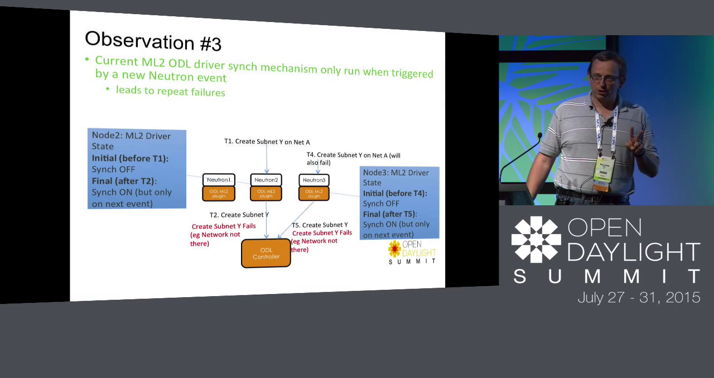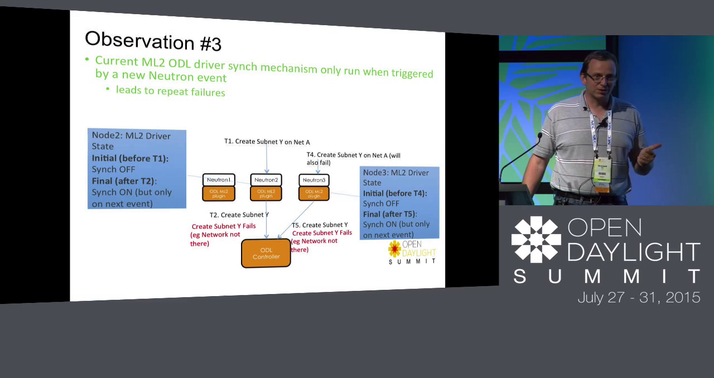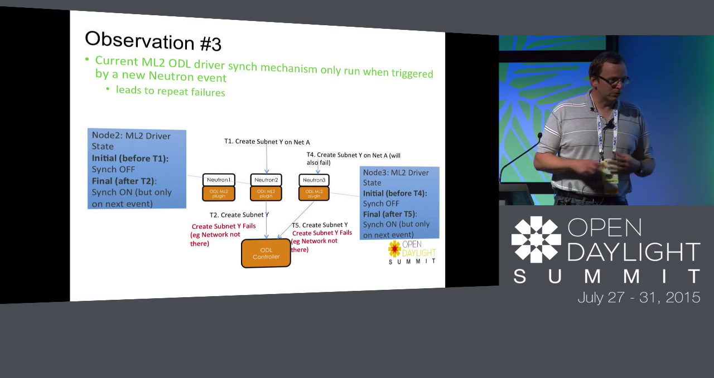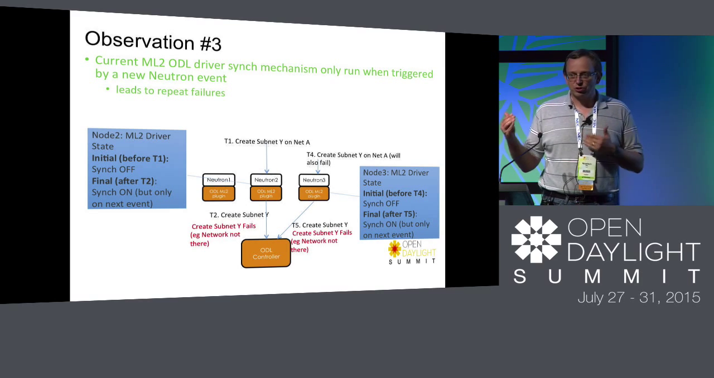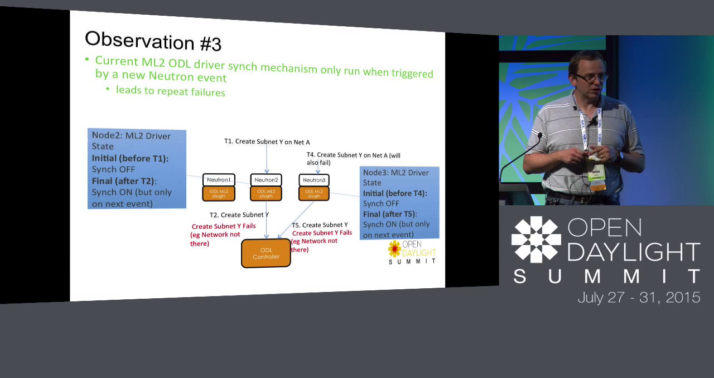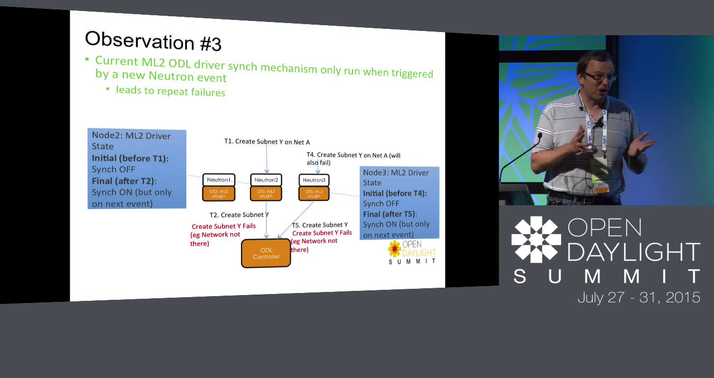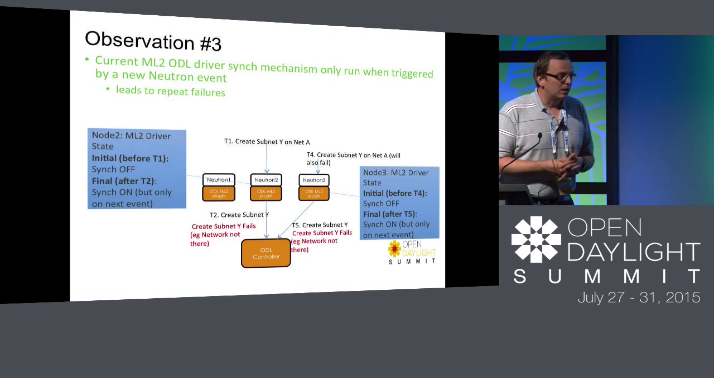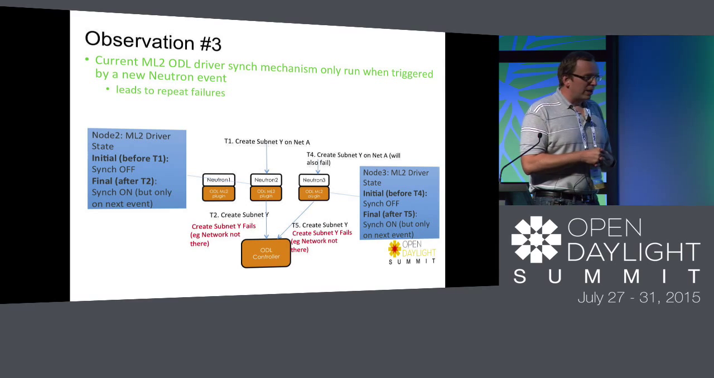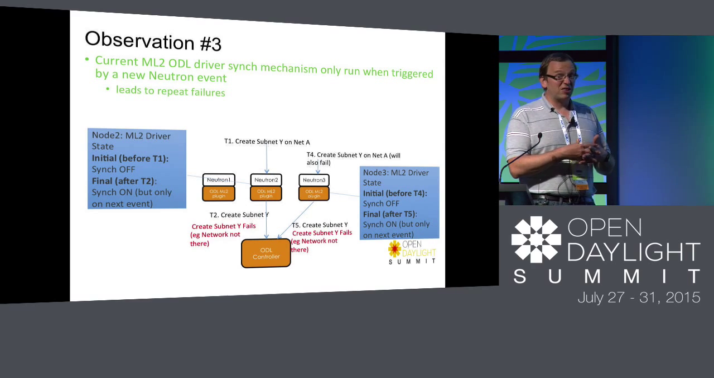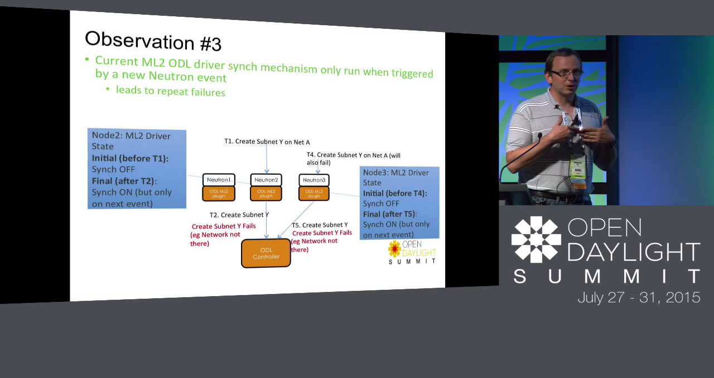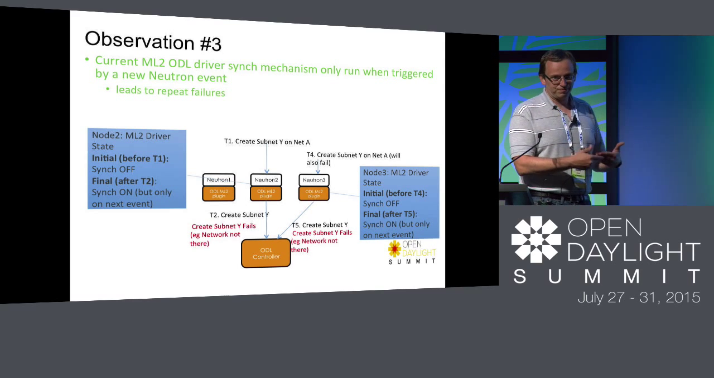So there are two key observations around this mechanism. One, today it's very indiscriminate in terms of under which conditions it actually decides to sync. Basically, any error will do. And two, it only tries to sync at the next time it runs, so the next time there's Neutron activity.